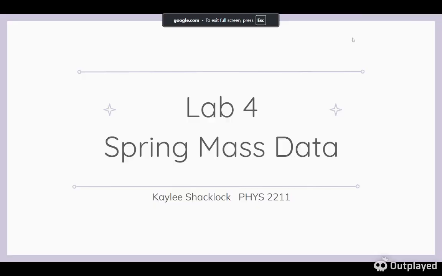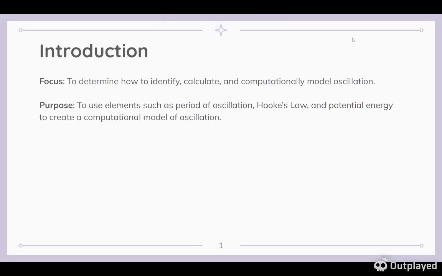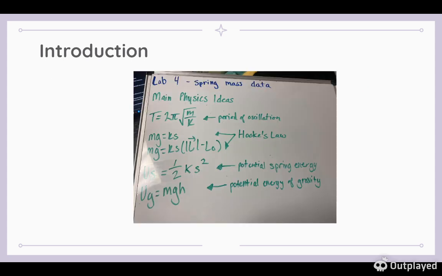This is Lab 4, Spring Mass Data. Introduction. The focus of this experiment is to determine how to identify, calculate, and computationally model oscillation. The purpose of this was to use elements such as periods of oscillation, Hooke's law, and potential energy to create a computational model of oscillation.